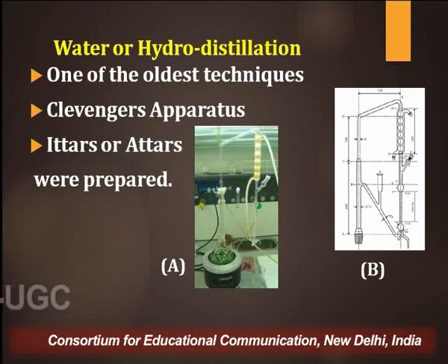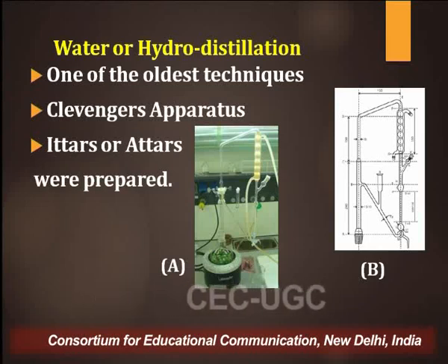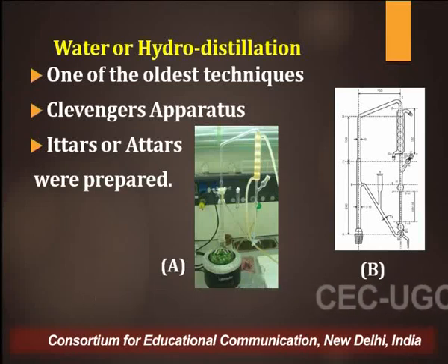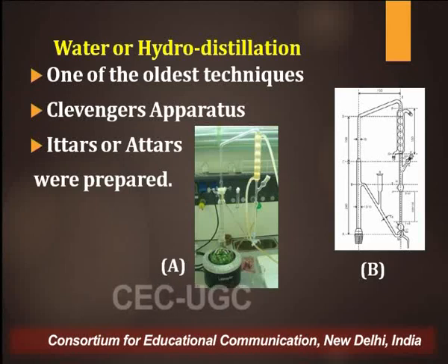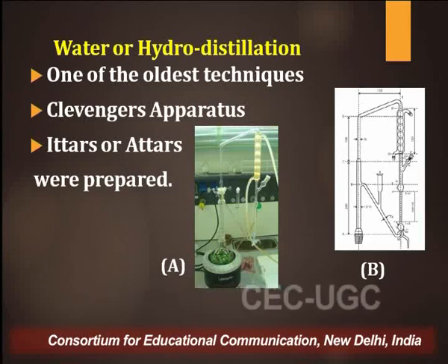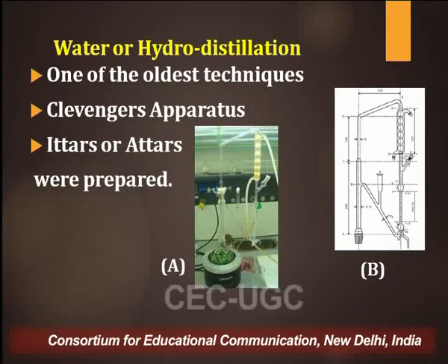You can see in picture A that this is a completely closed system. So if water evaporates from the RBF, you cannot add water to it. If you want to add water, you have to stop the distillation and remove the Clevenger apparatus. So in order to have a continuous distillation process, the oblique tube's role comes into play.